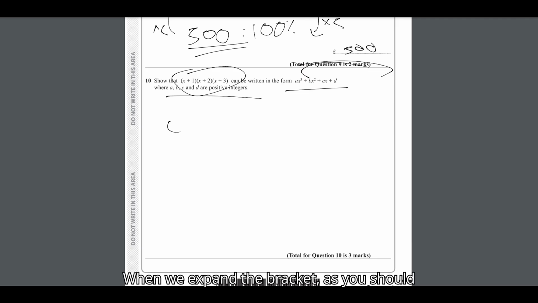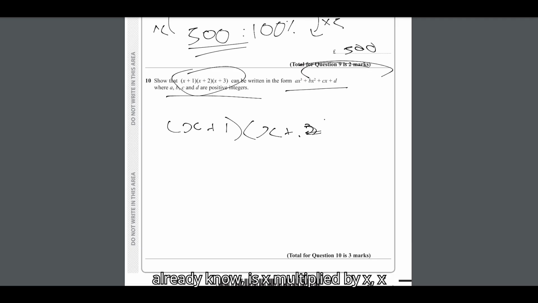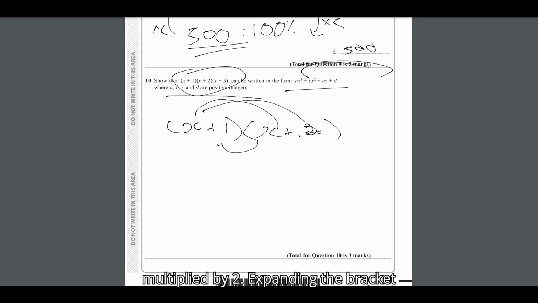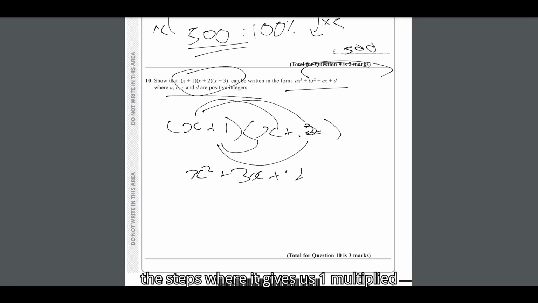When we expand the bracket, as you should already know, is x multiplied by x, x multiplied by 2, 1 multiplied by x, 1 multiplied by 2. Expanding the bracket will give us x squared plus 3x plus 2. I'm skipping the steps where 1 multiplied by x gives us x, and x multiplied by 2 gives us 2x, and 2x plus x gives us 3x. This is where I got the 3x from. And then you multiply that by x plus 3.